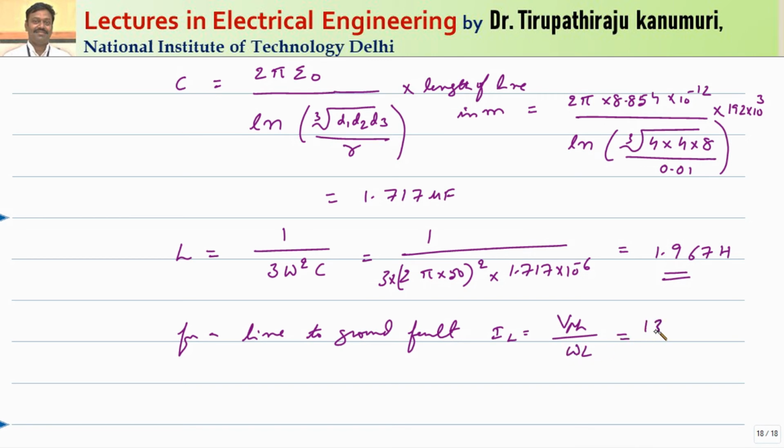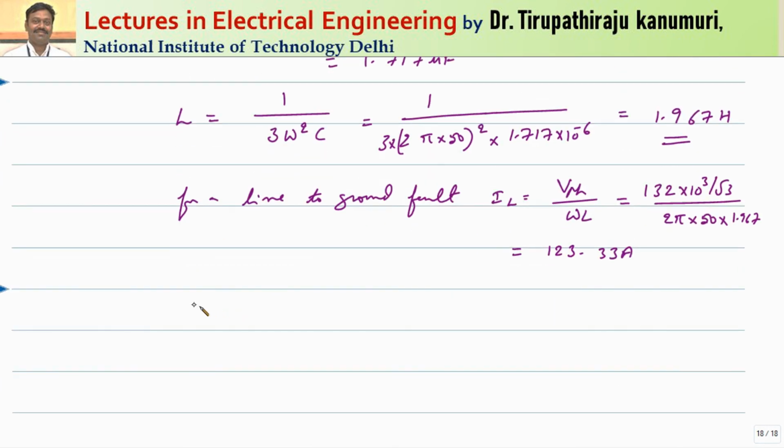This will become equal to 132 into 10 to the power of 3 divided by 3 root, that gives my phase value of voltage, divided by omega L. That means 2 pi into 50 into the value of inductance, 1.967. When you substitute this, you will get 123.33 ampere. So I got the value of the current.